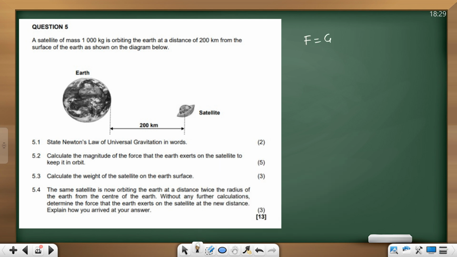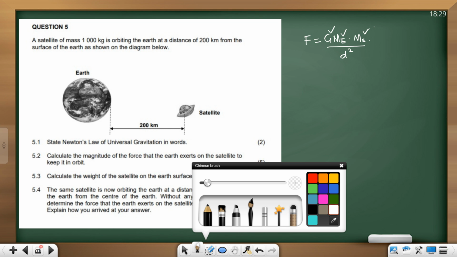F equals G times the mass of the Earth and the mass of the satellite over the distance between them. G we know is a constant. The mass of the Earth is a constant. We know the mass of the satellite, 1,000. My focus will just be to tell you what to do with D. Please, for D, distance between their centers.